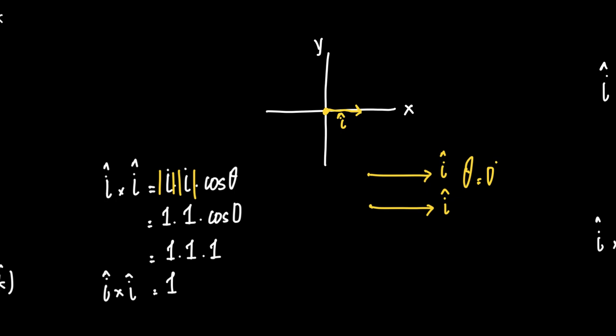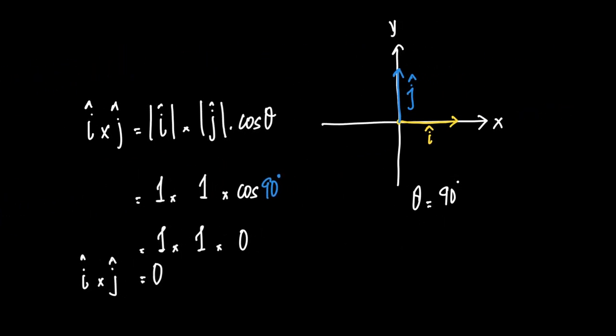Magnitude of i cap into magnitude of i cap into cos theta. What is the magnitude of i cap? Being a unit vector, the magnitude is 1. So it is 1 into cos theta. To be more precise, I have to write 1 into 1, because you may be confused with the dot. So now we have 1 into 1 into cos 0, which is 1 into 1, and therefore i dot i is 1.